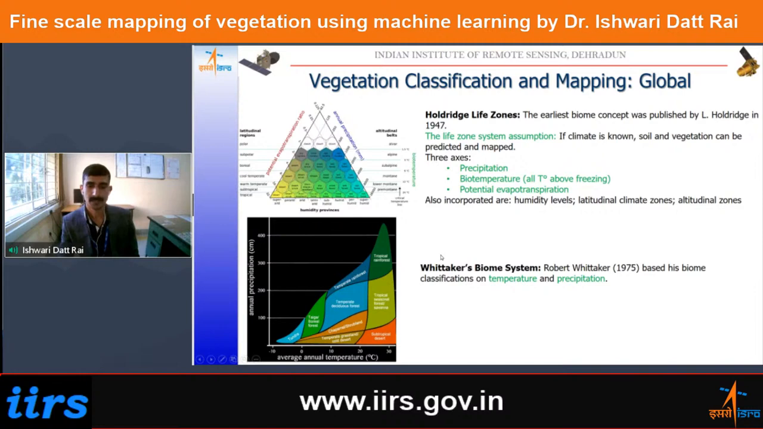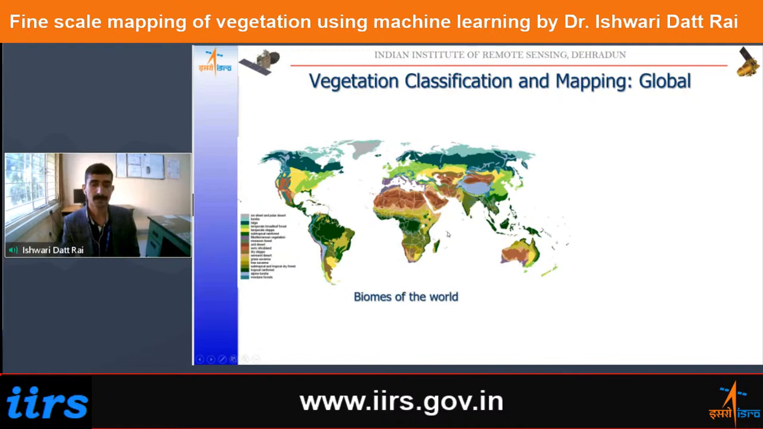And another one is this Whittaker's biome system. So this is a very well-known concept, well-discussed. And in this, you will see the temperature and precipitation were the prime factors in the consideration. And based on the combinations of these two factors, the vegetations of the globe were divided into different biomes, like tundra, taiga, or temperate, or the deserts, or the tropical rainforest, etc. So these were the earlier attempts of the mapping or the classification of the vegetation from the global level.